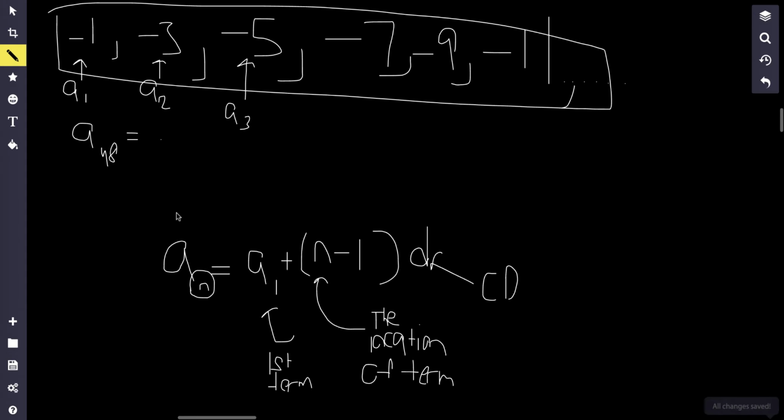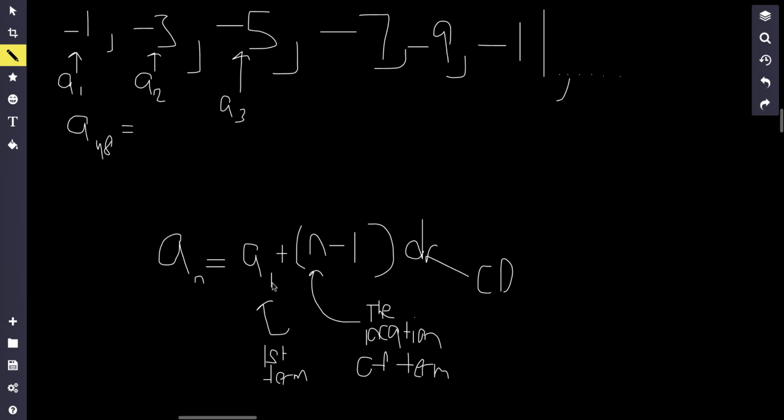arithmetic sequence, what you do is you take the first term and you add it to n minus 1. N represents the location of the term, and you multiply this by d, where d represents the common difference.